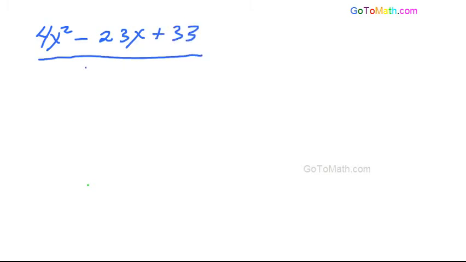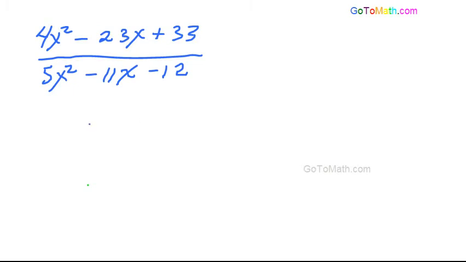So we got 4x squared minus 23x plus 33 over 5x squared minus 11x minus 12. It doesn't look like we can factor anything out of the top. We've got a prime number here. What about the bottom? It doesn't look like we're going to be able to factor anything out there either.